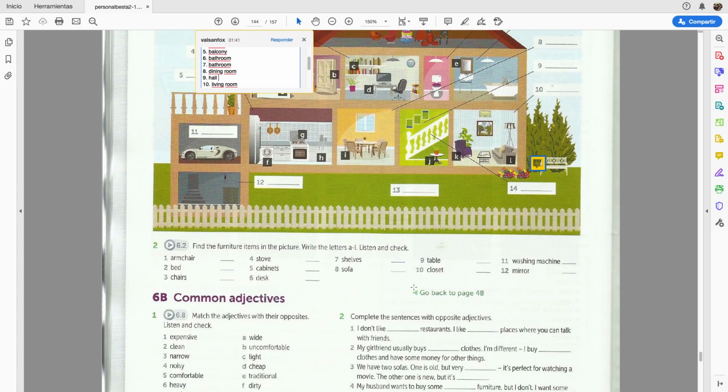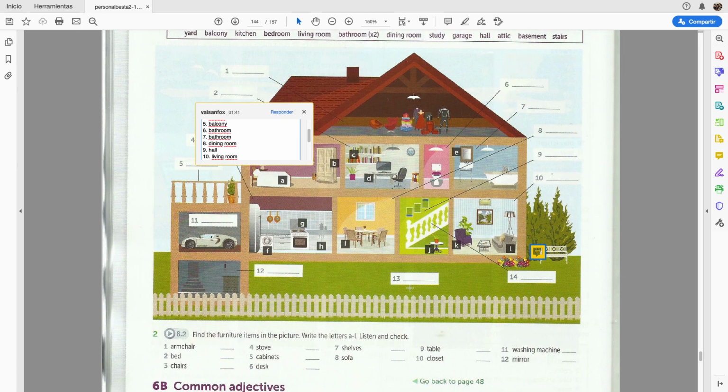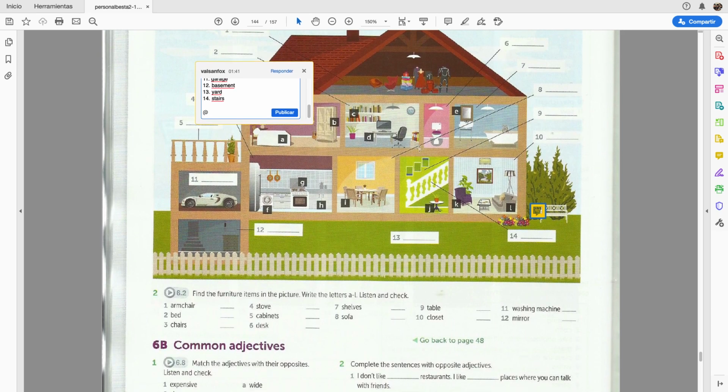All right, great. Now, as you can see, we have different places or different parts of the home, of a house, or an apartment as well. Of course, in an apartment they are a little bit smaller, but all of us have these different places in our homes, right? So now what we are going to do, here it says find the furniture items in the picture, write the letters A to L, and then listen and check.